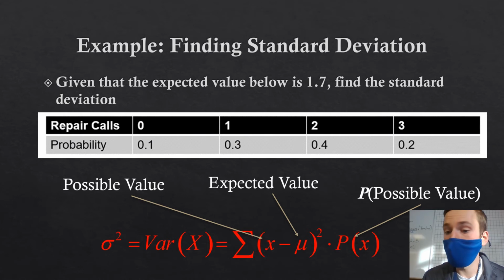To find our standard deviation, let's first find our variance, and then we can just take the square root of that. So like I said, we're going to take each possible value, 0, 1, 2, 3, and subtract the expected value from that. So 0 minus 1.7, 1 minus 1.7, 2 minus 1.7, and so on. We're going to square that number and then multiply it by its corresponding probability. We'll do that for each of these 4 possible values, add them up, and that will be our variance. So let me show you that on our next screen.